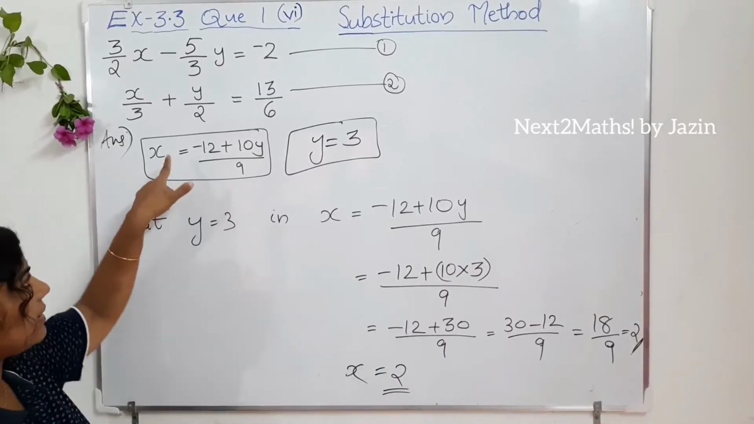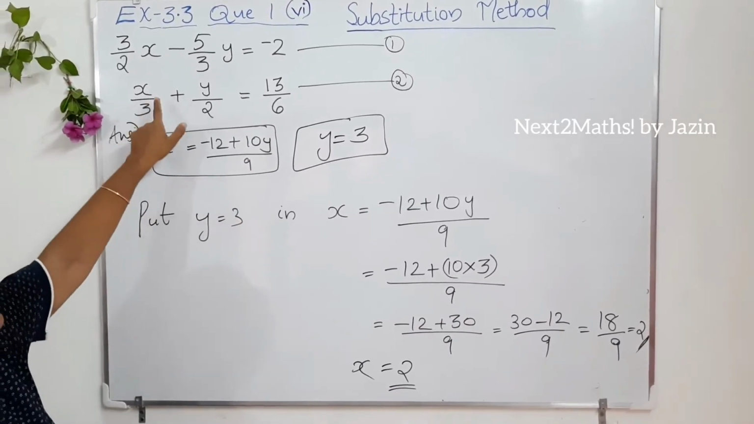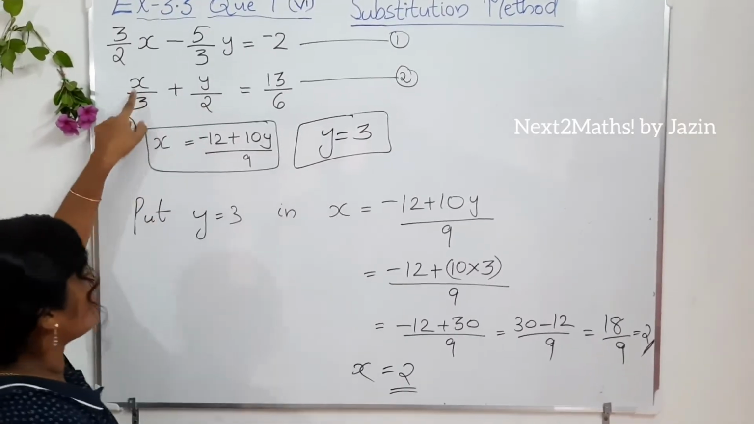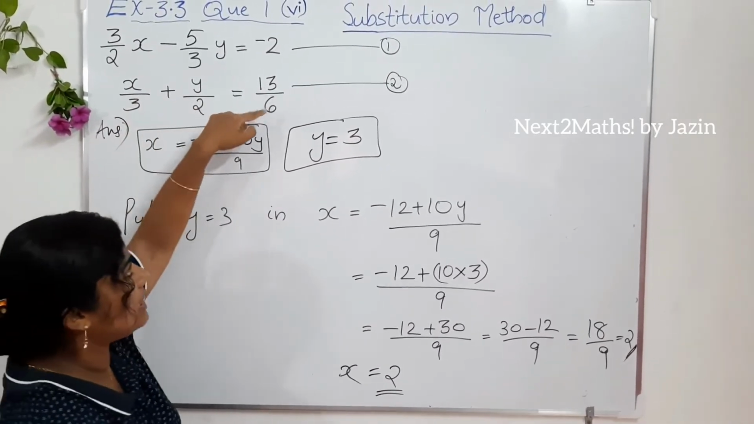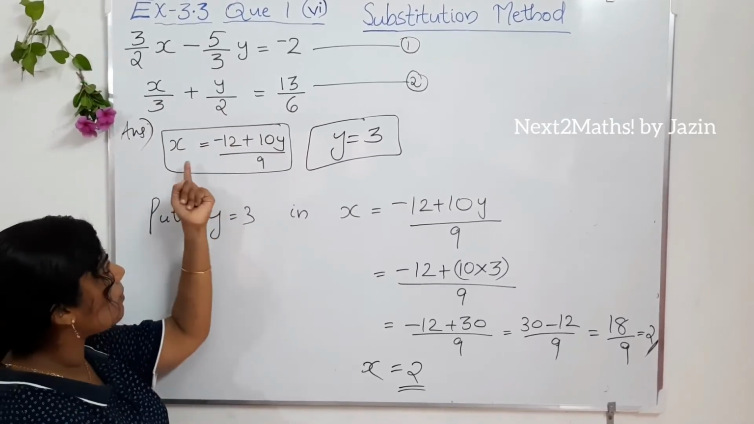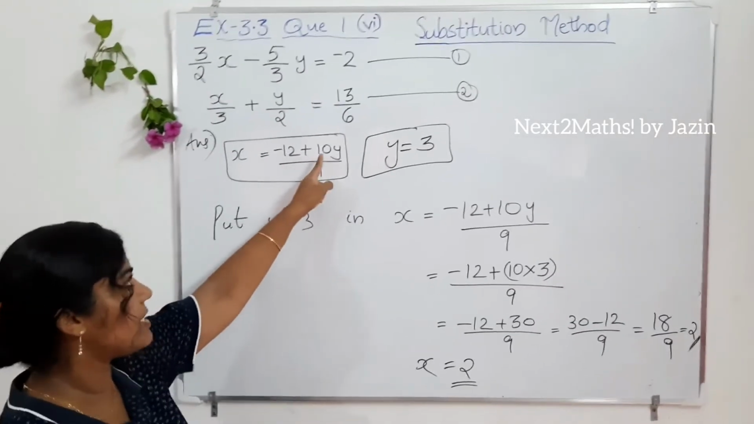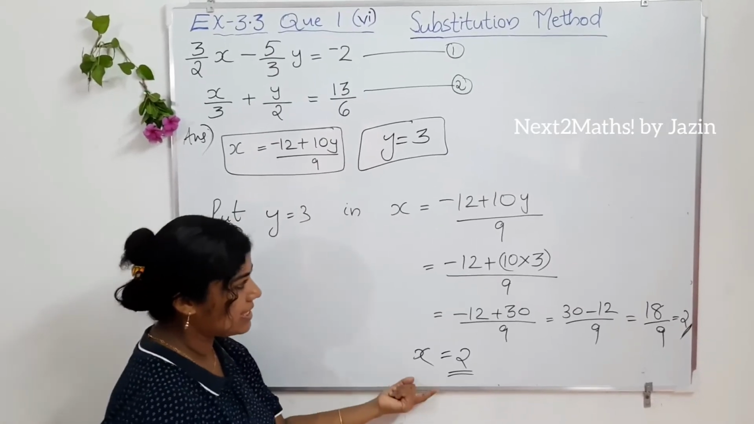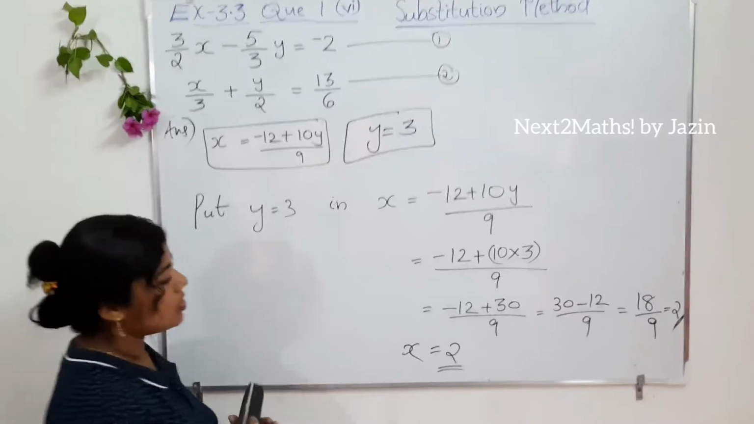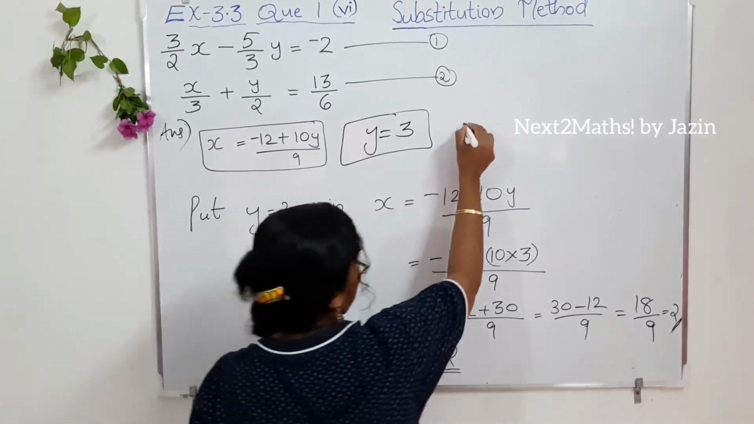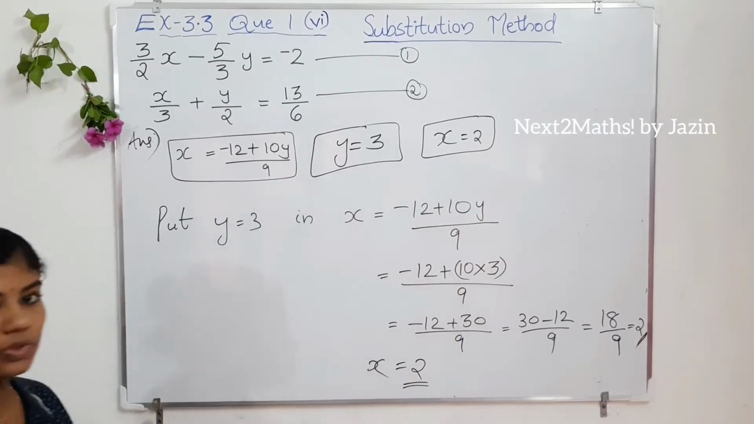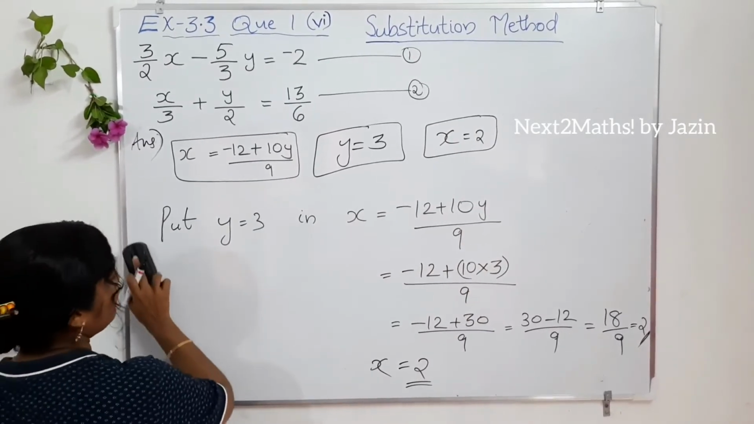You can apply this in the x equation, or you can apply it here in the question. In the question you have one equation, x by 3 plus y by 2 equal to 13 by 6. In this also you can apply. Simply you can apply here, x equal to minus 12 plus 10y by 9. So you got x equal to 2. Hope you all get what is x now. So our answer is x equal to 2. That also we got, x equal to 2.